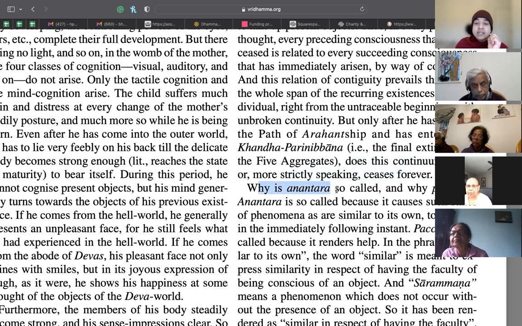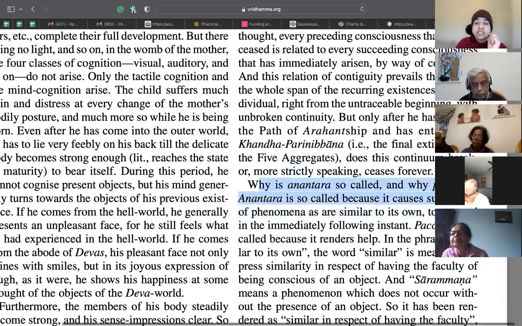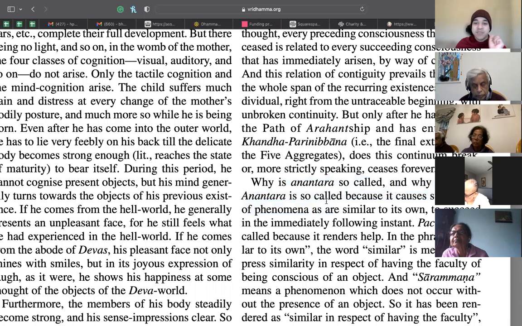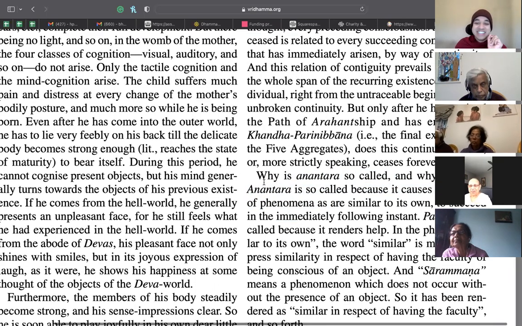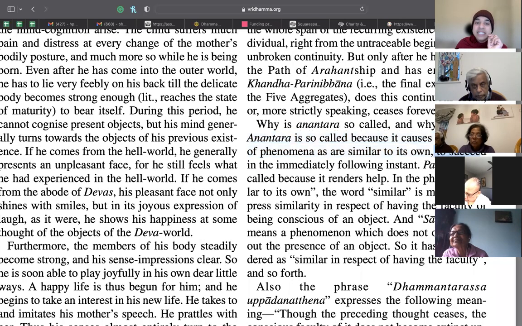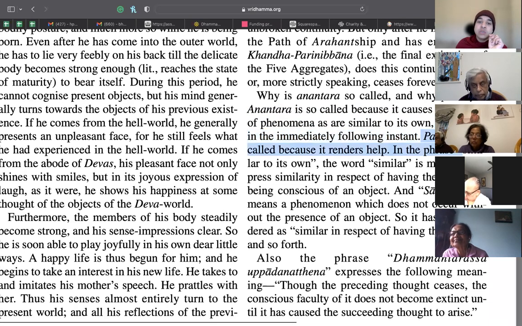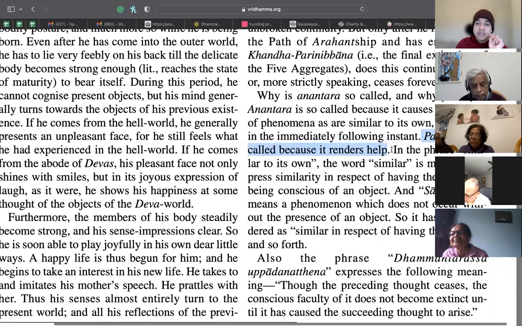Why is Anantara so called, and why is Paccaya Anantara so called? Anantara is so called because it causes such states of phenomena as are similar to its own to succeed in the immediately following instant. Paccaya is so called because it renders help in the phase similar to its own.